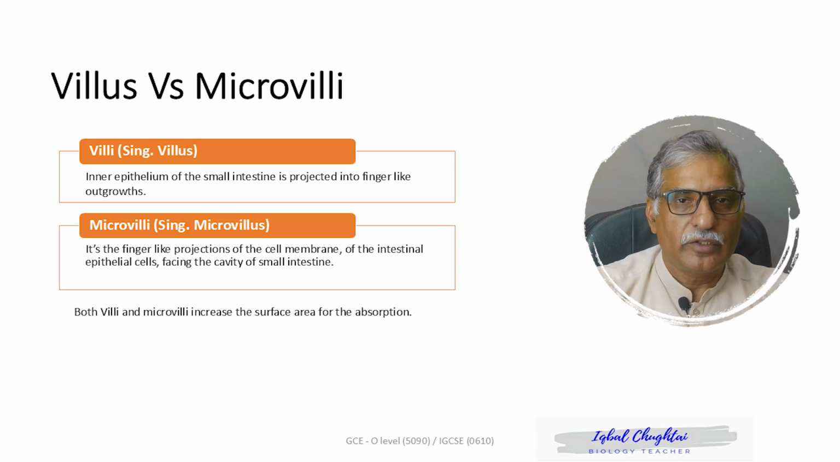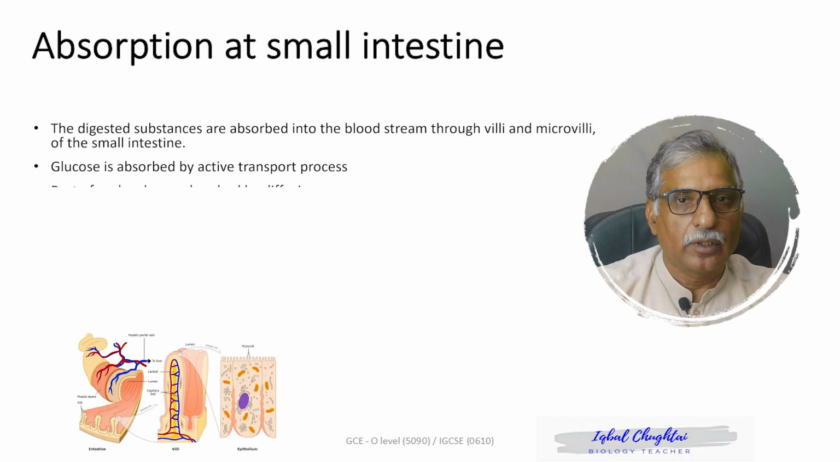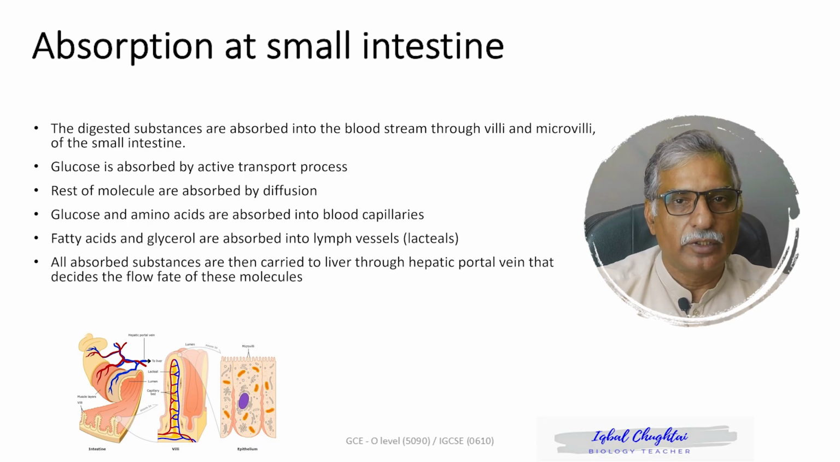Now, when we look into the villus, what we see is a transport network in the villus. And this transport network includes a centrally located lacteal surrounded by a capillary network. So water, minerals, amino acids and glucose, when they are absorbed by the cells, are transported into the capillaries, into the blood present in the capillaries, and later they are carried to the liver through the hepatic portal vein.